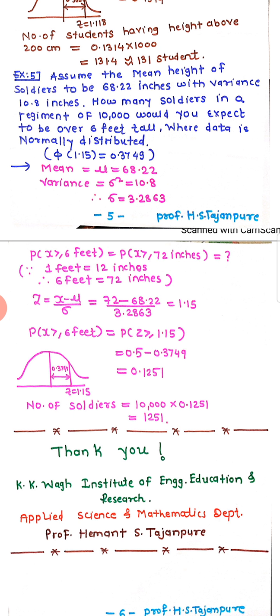You will get 0.1251, and hence calculate the number of soldiers. In a regiment there are 10,000 soldiers, so 10,000 multiplied by the probability 0.1251, so you will get the answer 1251. So these are the number of soldiers you expect to be over 6 feet tall.